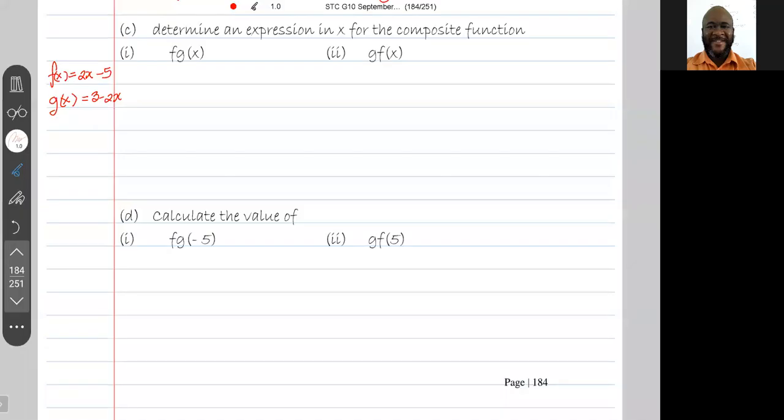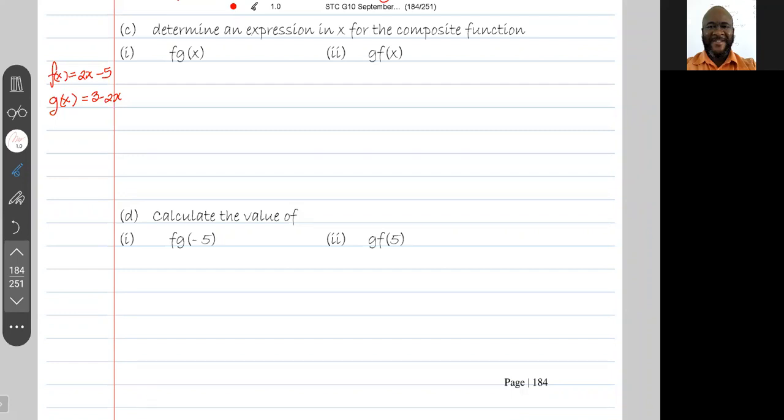All right, so next I'm going to show you how to determine an expression in x for a composite function, or for the composite function f of g of x. Now, when we form a composite function, literally what we are doing is taking two functions and making them into one function. And here's how we do it.